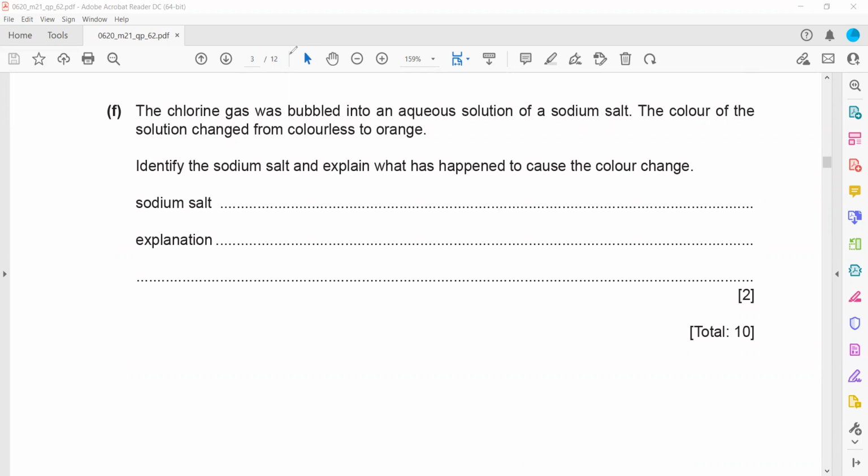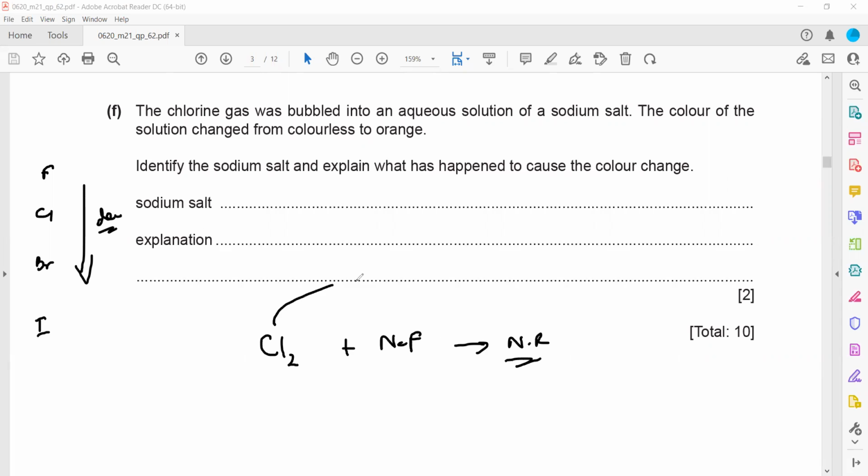When we compare the reactivity of halogens, we have fluorine, chlorine, bromine, and iodine. As we go down group 7, the reactivity decreases, they become less reactive. So if we bubble chlorine through aqueous sodium fluoride, there will be no reaction. Why no reaction? Because chlorine is less reactive, it cannot displace fluorine.